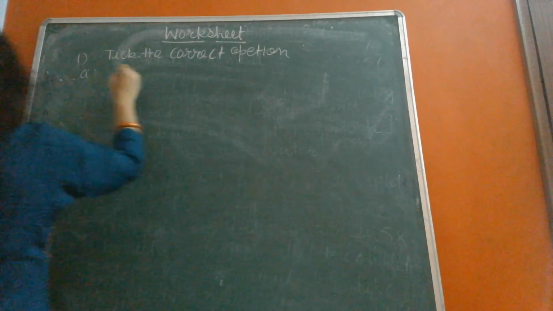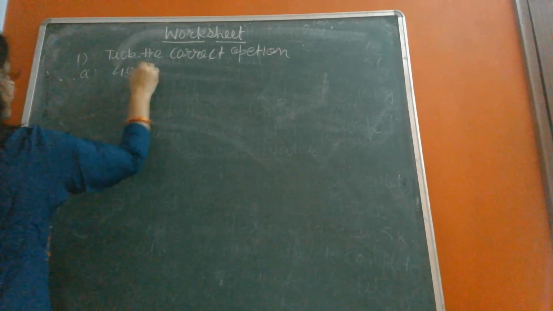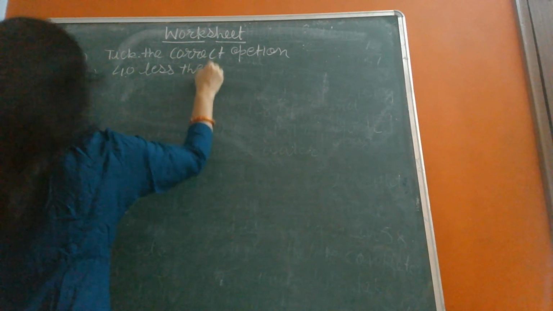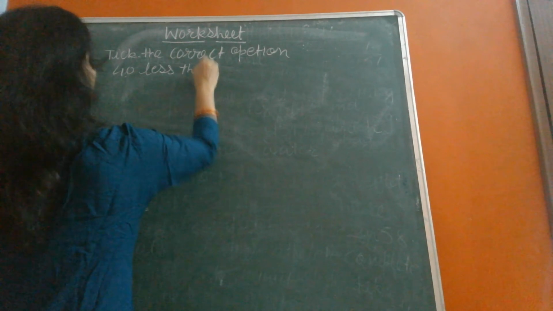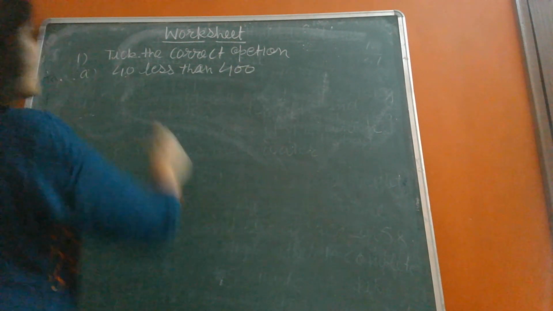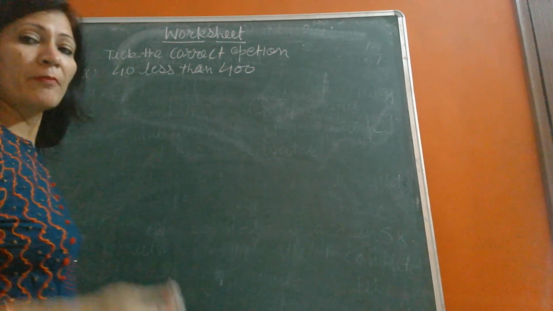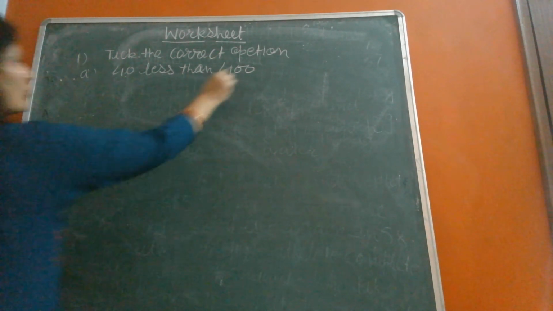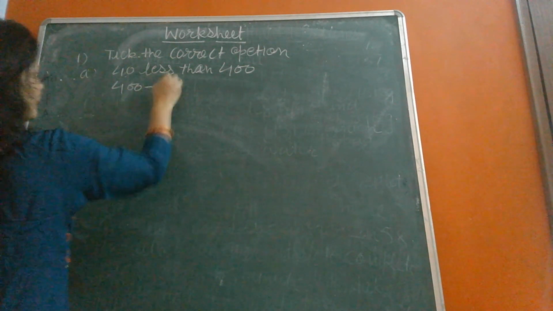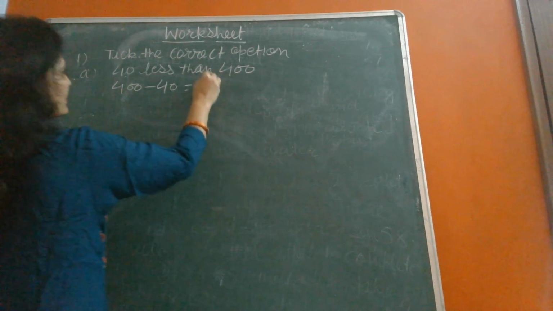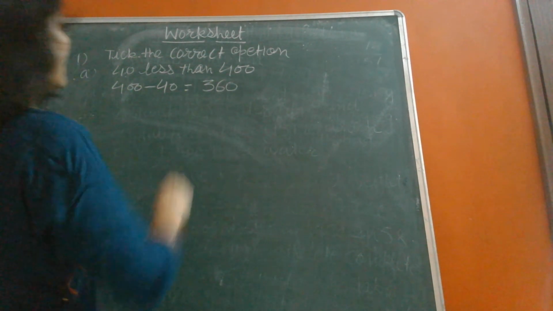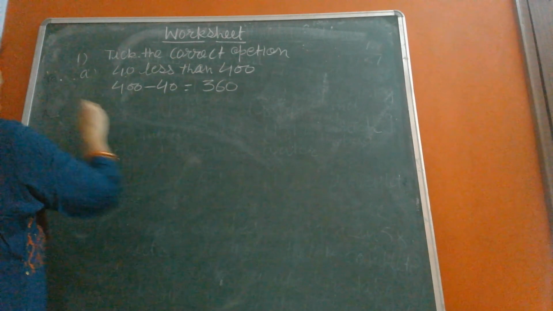Part A. 40 less than 400. So how to do this question? 40 less. Less means minus. So we will subtract 400 minus 40. So how many are left? 360. 360 is the answer.